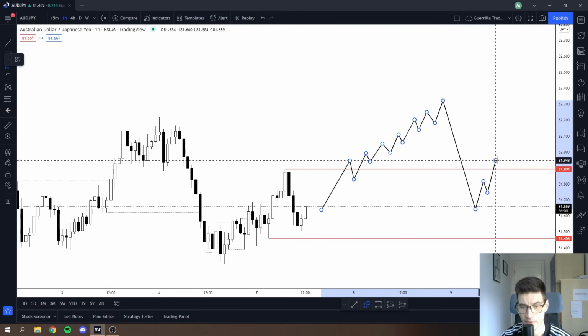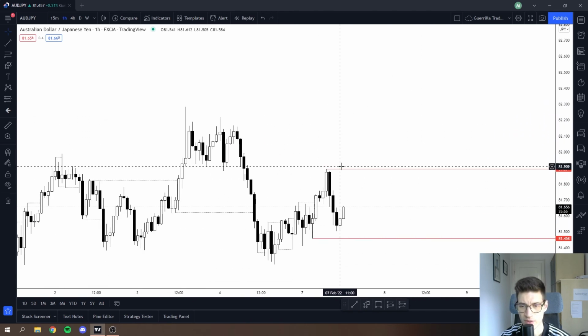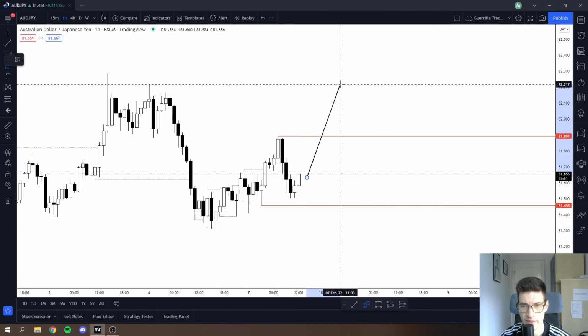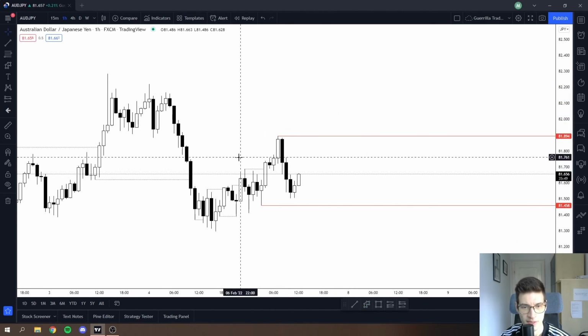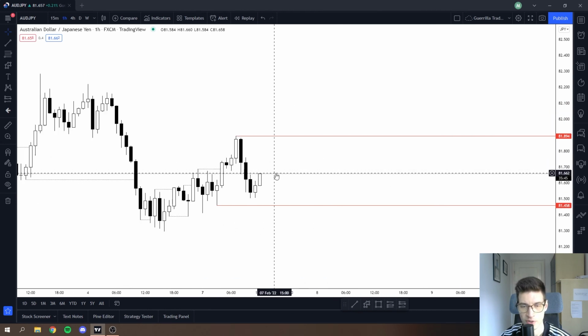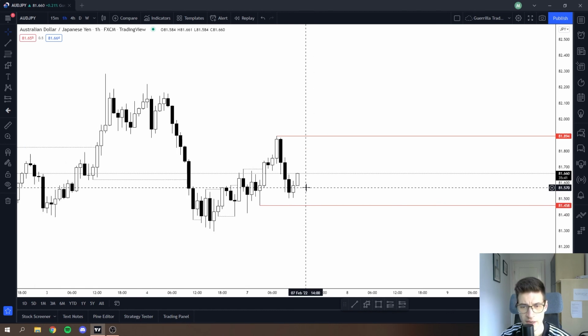So also something I would look at, but when zooming out, this looks range bound, so I would like to see a larger impulse. I would like to see some momentum, because currently this is showing me no conviction and is just looking like we're going to create more of a range. So yeah, that is it for the Aussie and the Japanese yen.